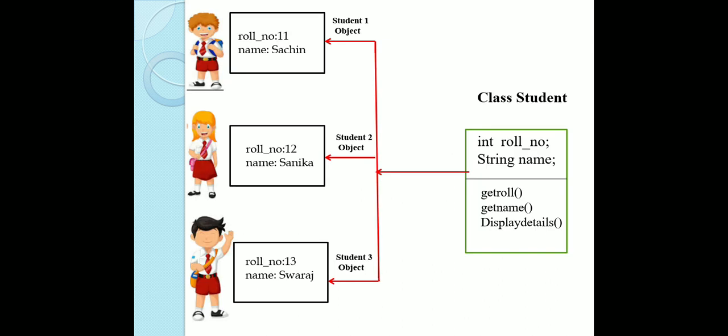Let's see the example. Here the student class stores the attributes and methods. Here 3 objects are created, student 1, student 2 and student 3. They store all the copies of the content in student 1 and student 2 as well as student 3.